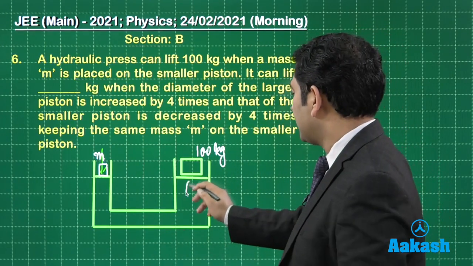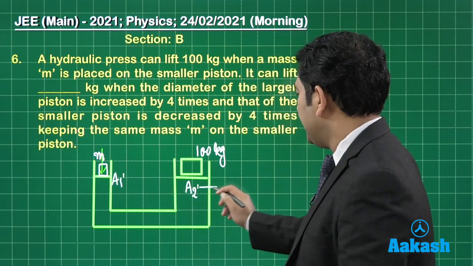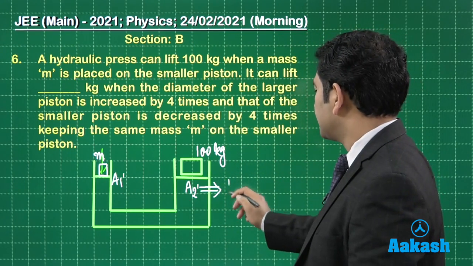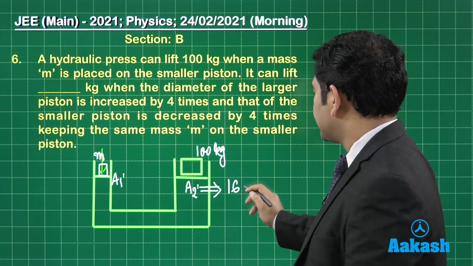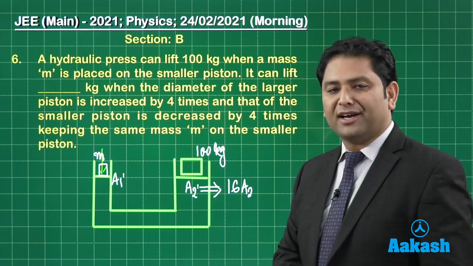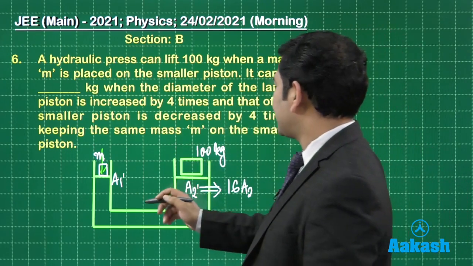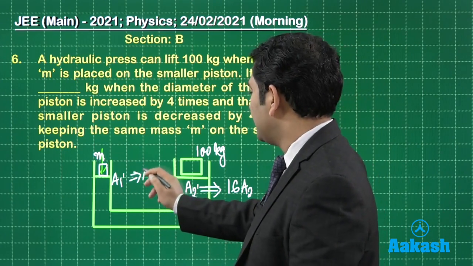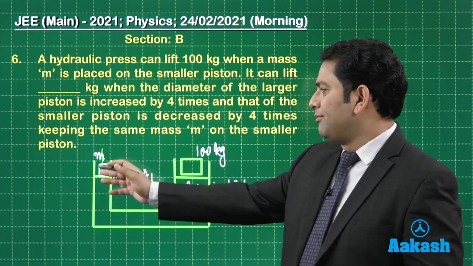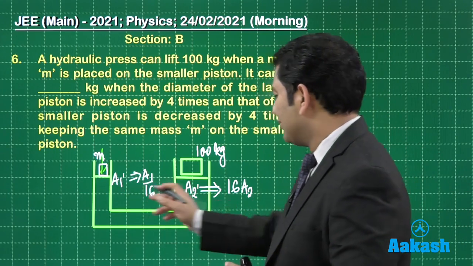Okay, now if I call this A2 and this A1, a change will happen. The diameter becomes 4 times, so the area will be 16 times. So the original area was A2, the new area would be 16 times A2. And that of the smaller is decreased by 4 times, so A1 would be A1 by 16. Cool. Now what has happened is that originally M was lifting 100 kg with the areas A1 and A2.